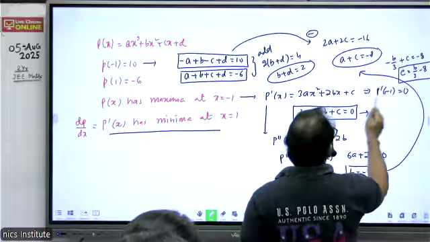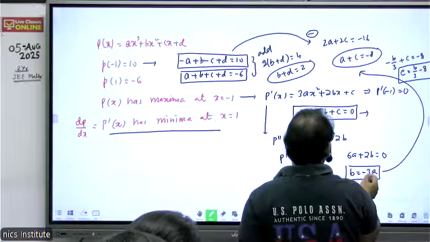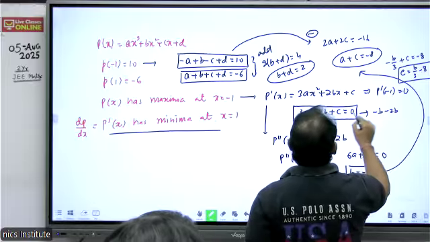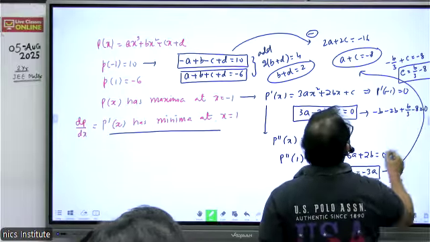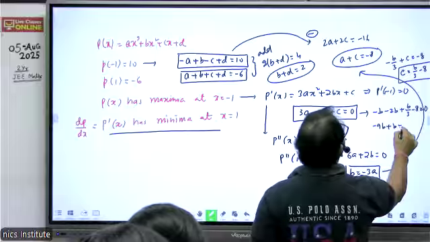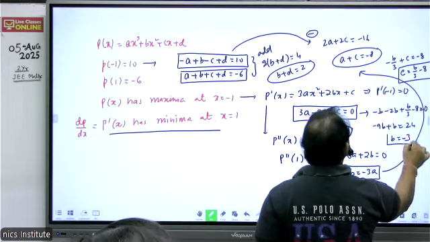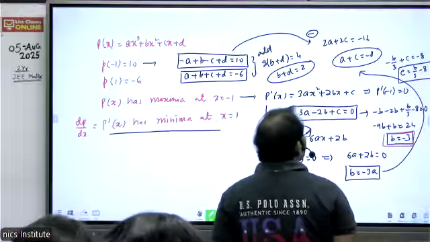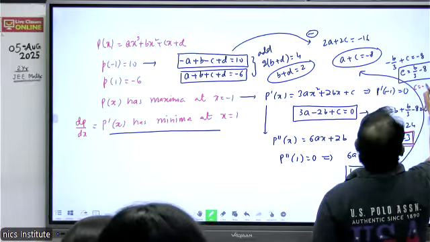So A I replace. A is minus b by 3, which is basically minus b by 3, so minus 2b by 3. What is C? C is b by 3 minus 8 equals 0. B is coming out to be -3. So when b is -3, c would be -9. Yes, sir.